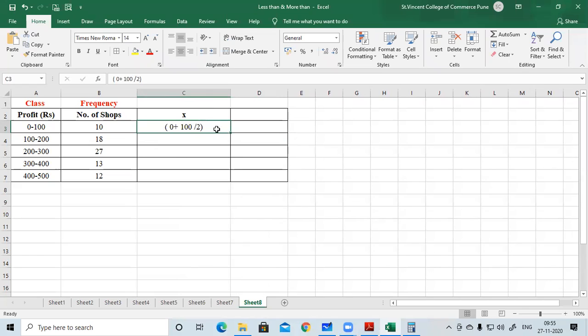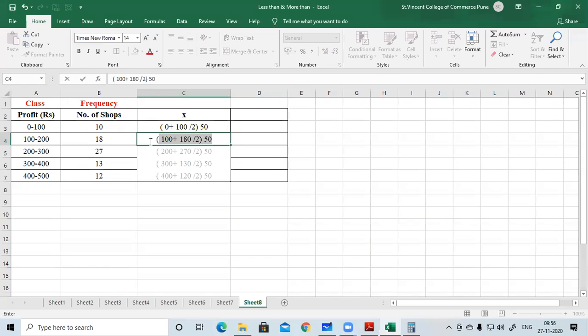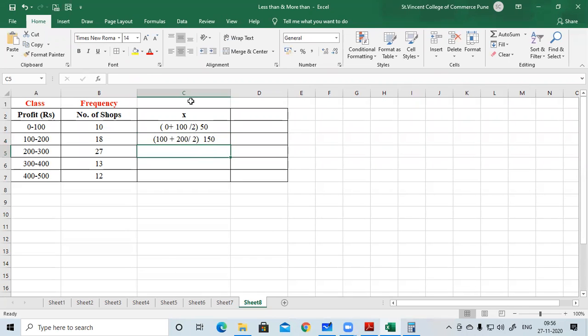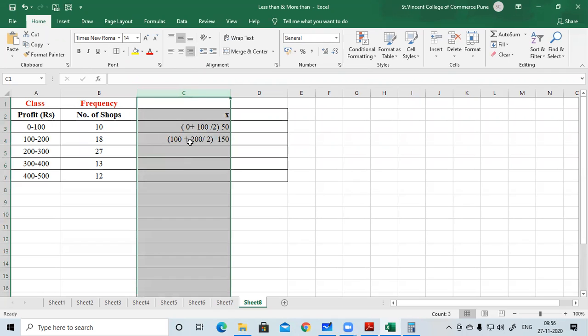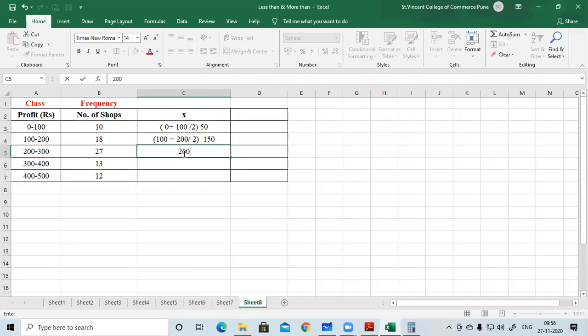Now I'm going to teach you another trick, so that afterwards you don't do the same thing for each class. First I will just show you in the first sum, and then I will teach you the other part. So it will be 100 plus 200 divided by 2. Correct? So I get my answer as 150. Then the next one would be 200 plus 300 divided by 2. Correct? 250.